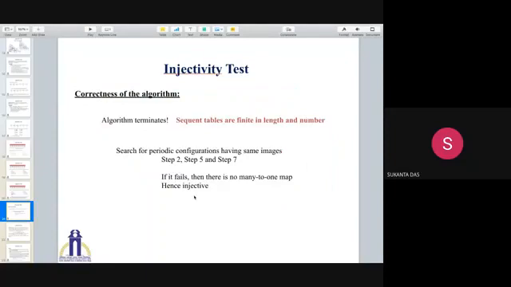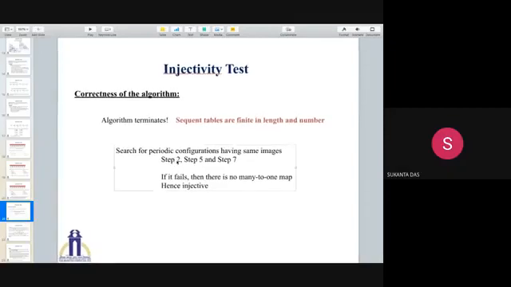Let me conclude. I have said something about its correctness. First, the algorithm will terminate. The sequence set is finite. Tables are finite. I am just searching a table, so the algorithm will terminate. That is the first condition of correctness. Second, we have tested all possible ways of having the same image.